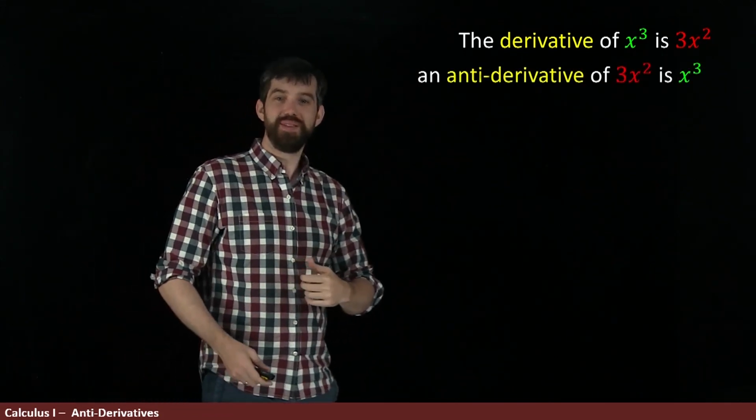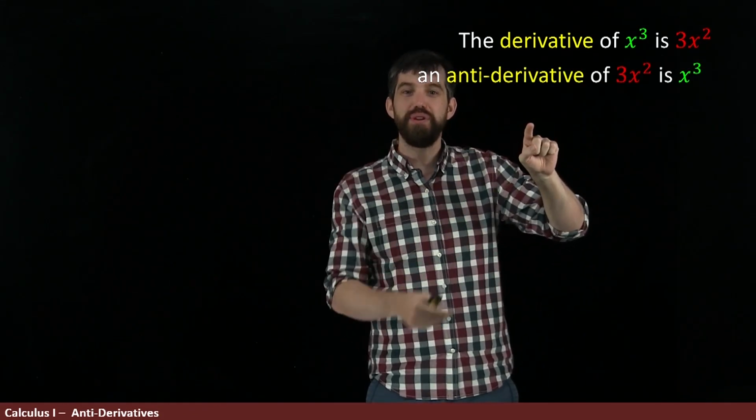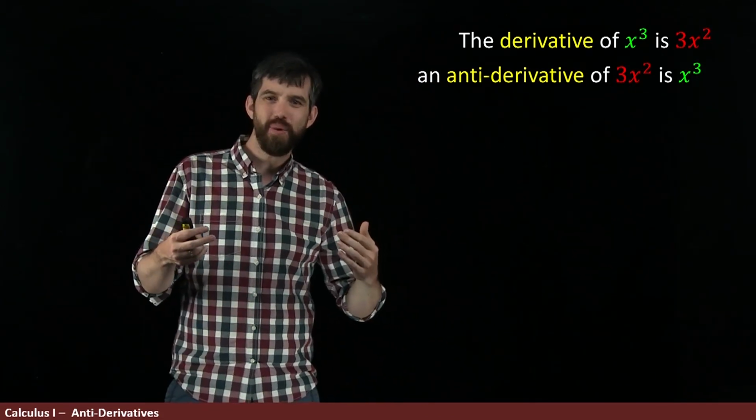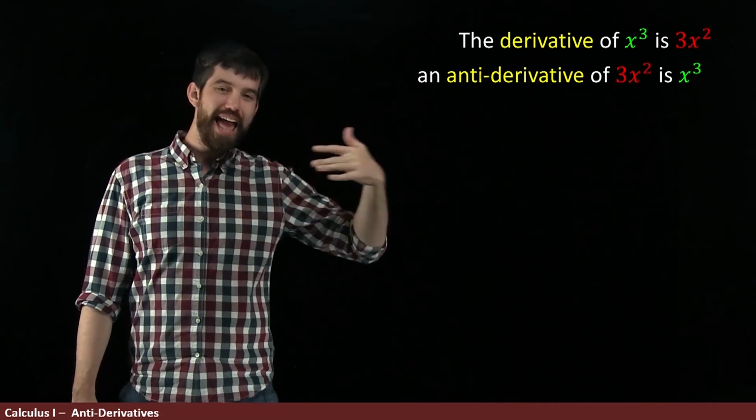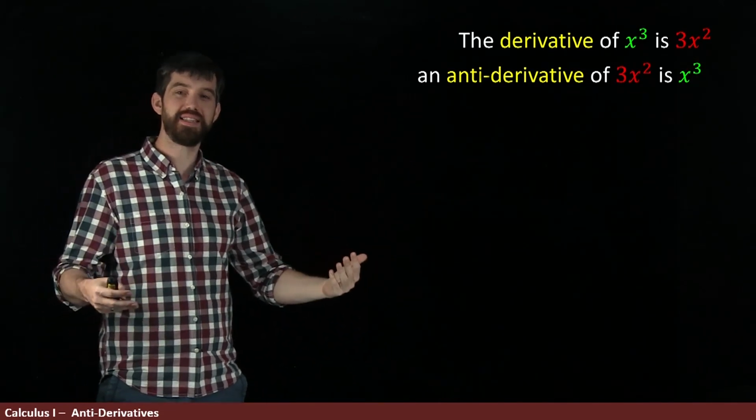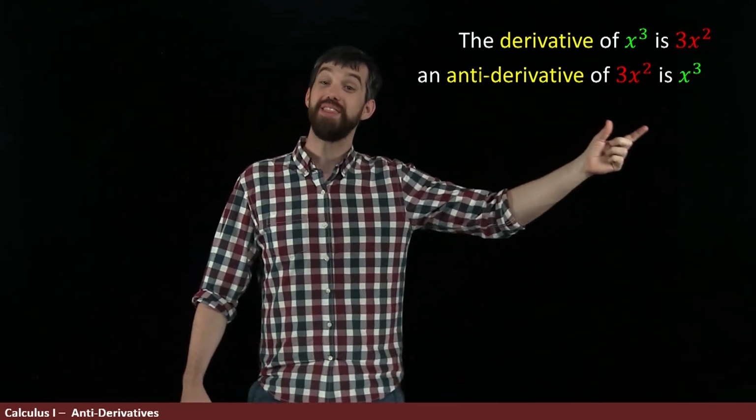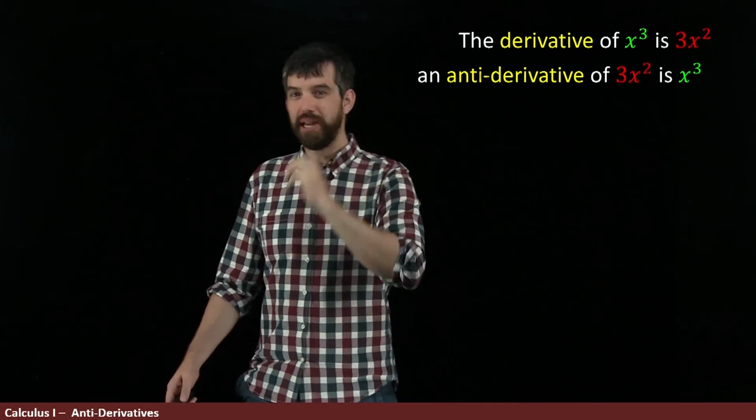So I'm going to say that the antiderivative is the other way around. The antiderivative now of the 3x squared is the x cubed. And when I say that my x cubed is an antiderivative, what I mean is that if I was to take the x cubed and differentiate it, I'd get the 3x squared. So here's our general definition.